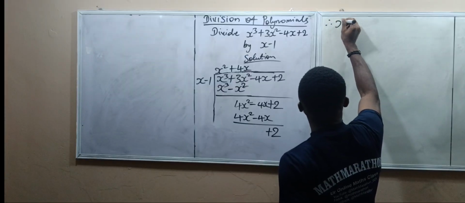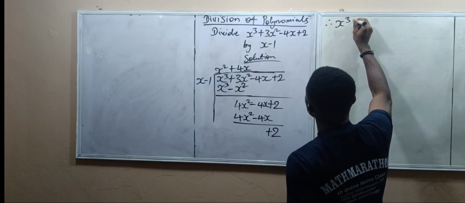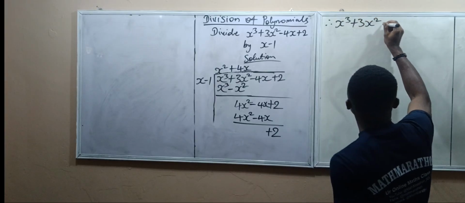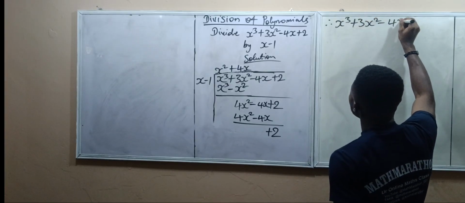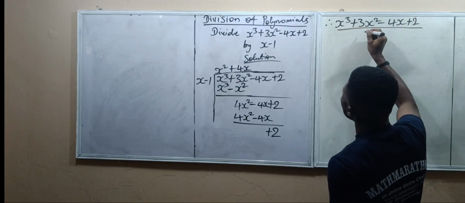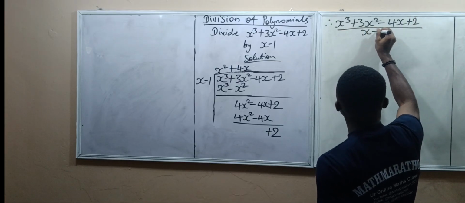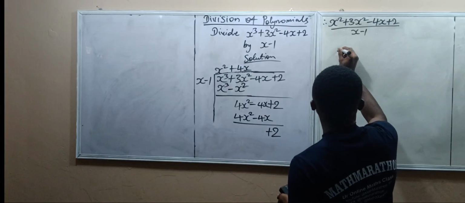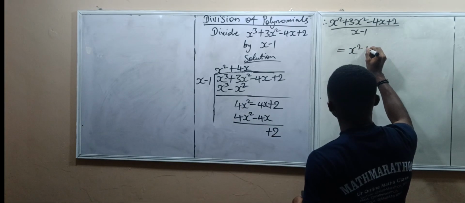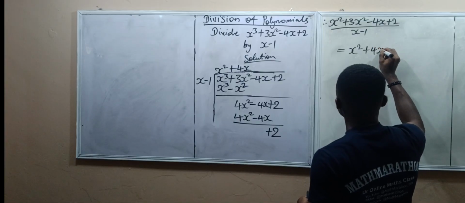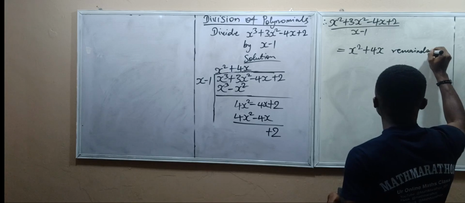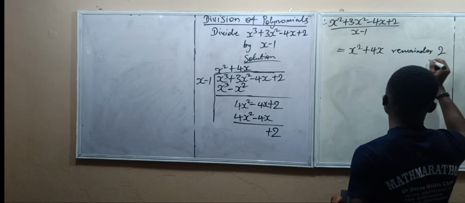Therefore, x cubed plus 3x squared minus 4x plus 2 divided by x minus 1 will be equal to x squared plus 4x, remainder 2.